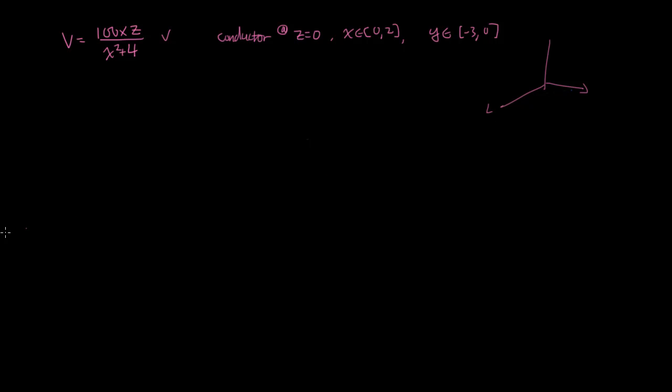So let me see if I can draw that more correctly. So x goes from 0 to 2 and y goes from 0 to -3. So you have this conductor that's laying here in the xy plane. This is x, y, and z. Now that's all well and good. The slight curveball is now you are asked, what is the charge on the conductor?